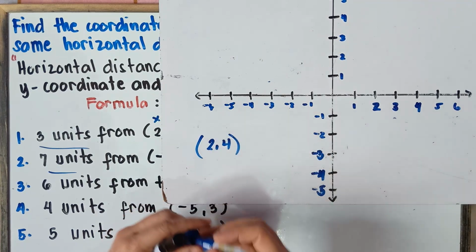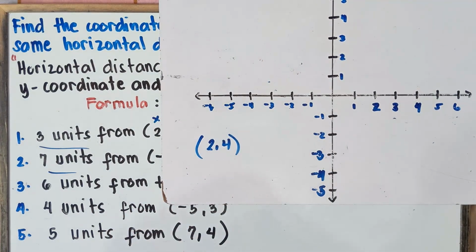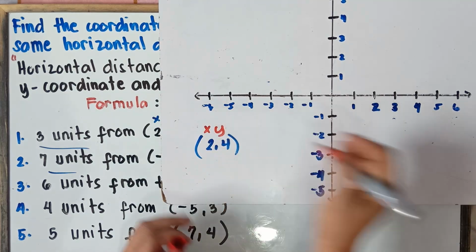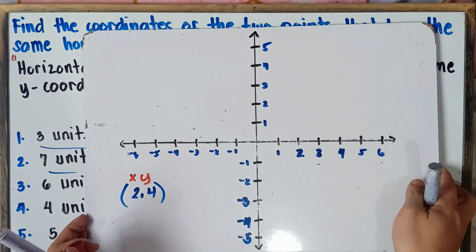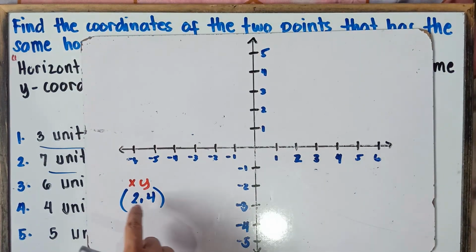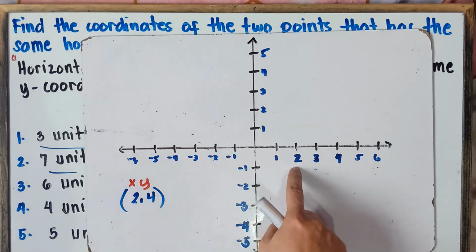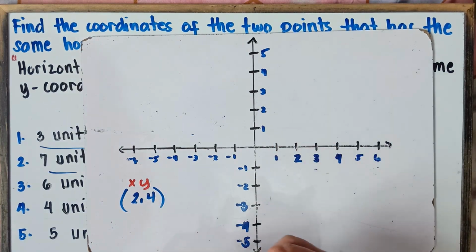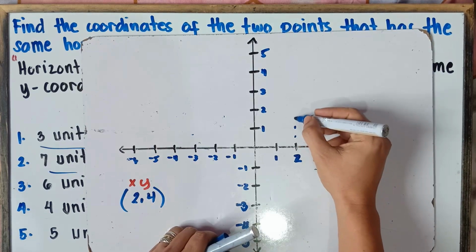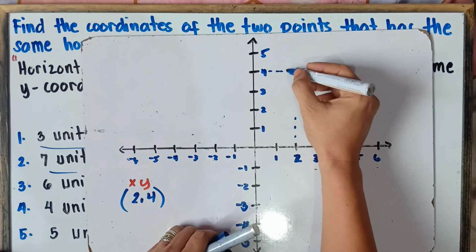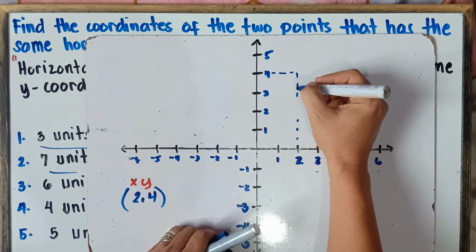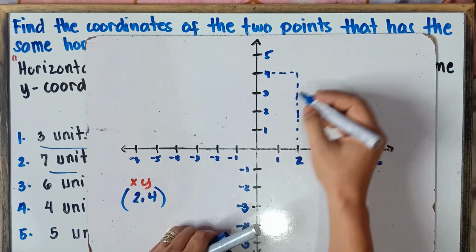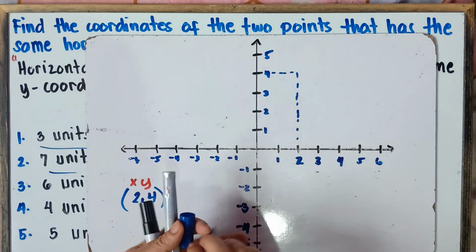Alright, now where is (2, 4), class? How will you plot this on the Cartesian plane? Remember how to plot this one. This is x and y, and always x comes first before y. That's correct. The x value is positive 2, and then our y value is positive 4. So simply connect these. Alright, so this will be our point.